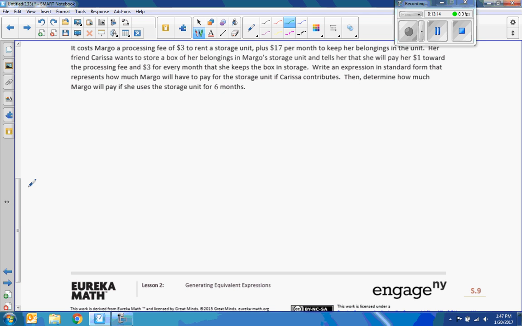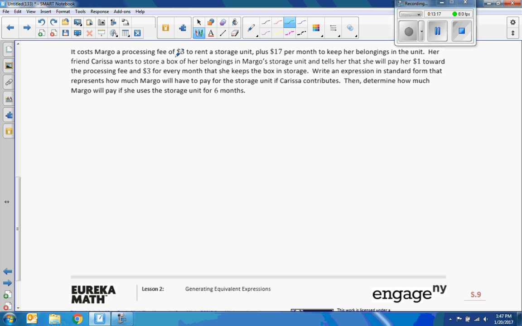It costs Margot a processing fee of $3 to rent a storage unit, plus $17 per month. Per means times, to keep her belongings in the unit. Her friend, Carissa, wants to store a box of her belongings in Margot's storage unit and tells her she will pay her $1 for the processing fee and $3 for every month that she keeps the box in storage. Write an expression in standard form that represents how much Margot will have to pay for the storage unit if Carissa contributes. Then determine how much Margot will pay if she uses the storage unit for 6 months.